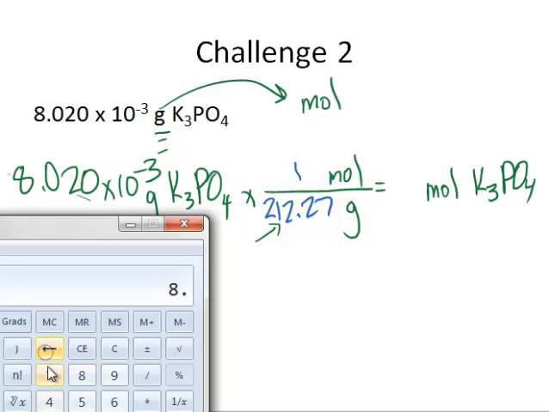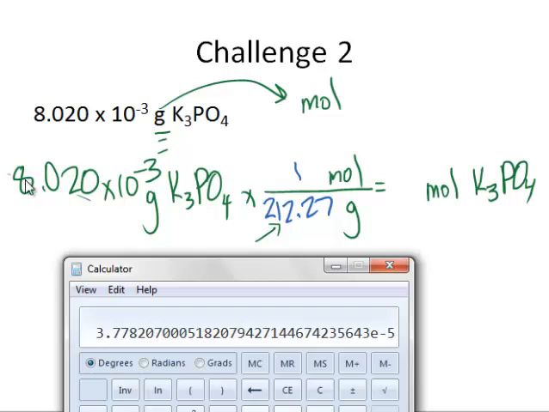8.02 times 10 to the negative 3 divided by 212.27. Okay, so you get this huge answer. Now this number has 4 digits in it. 0 in the middle counts, 0 at the end after a decimal spot counts. So again, these are just rules that I'm trying to teach you as you go, rather than just have a whole unit on figuring out how many digits something has, because that would be boring. So this has 4 digits.